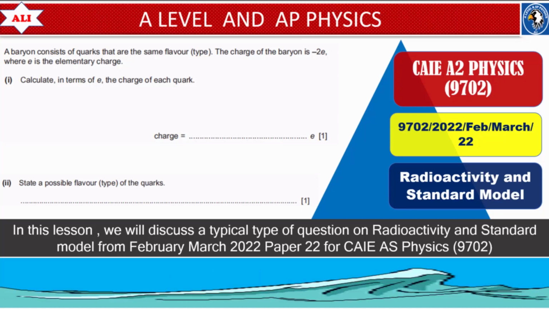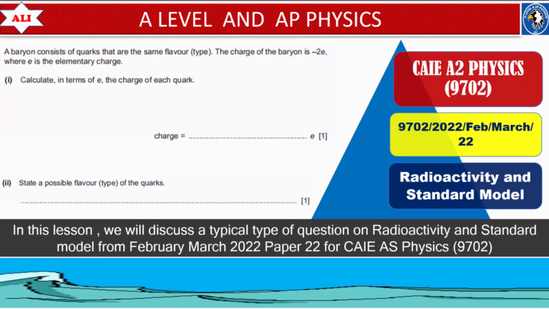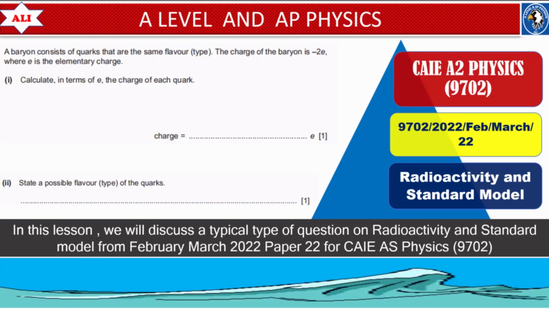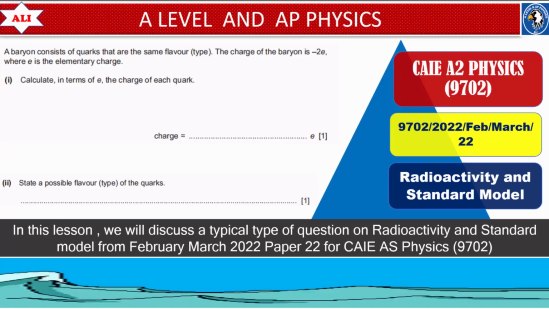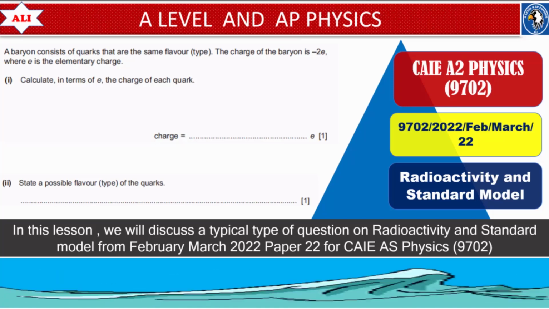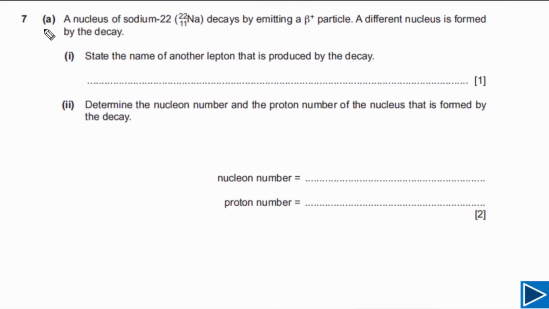Then we will talk about nucleon number and proton number. We will also discuss what baryons are, what the quark composition of baryons is, and how we can determine the charge on baryons. For part A, we are given that a nucleus of sodium-22 decays by emitting a beta plus particle.